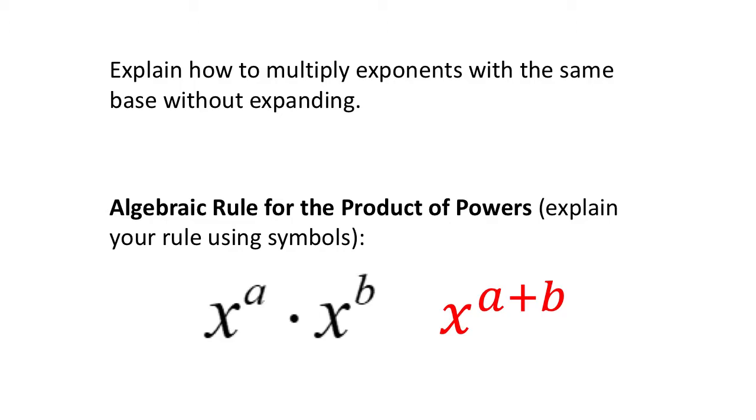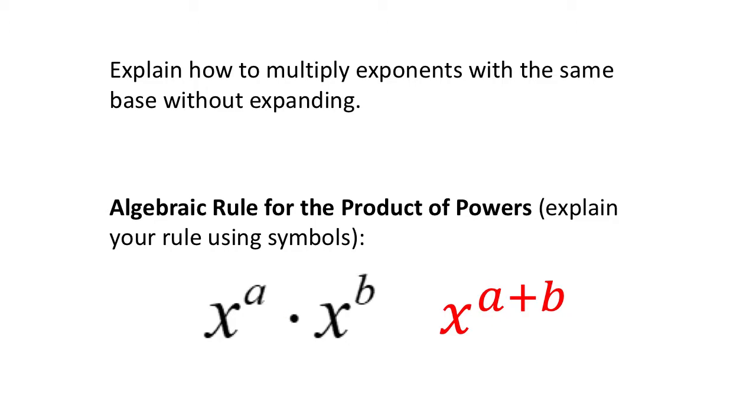Because as soon as you see that the same bases are being multiplied like this, you can just take the two exponents, whatever they are, and just add them together. So of course, a and b would be numbers, and it is possible to have a variable base, just like we saw with the base y's in that last slide.